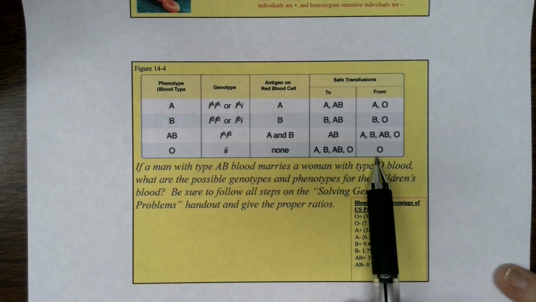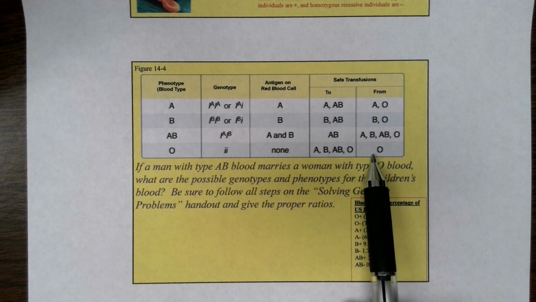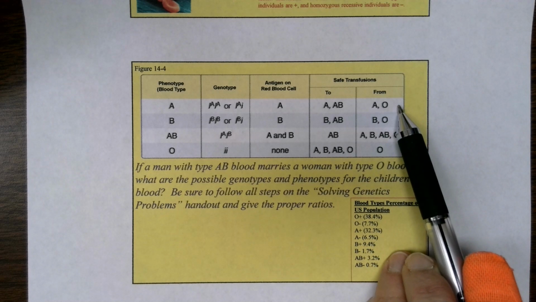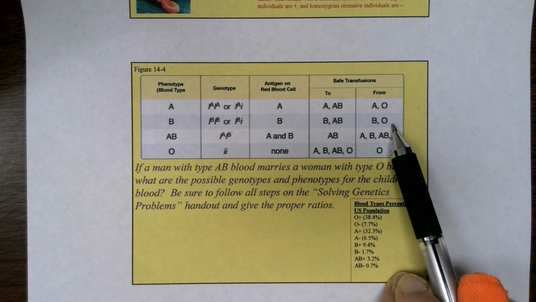So if I were to be given the wrong type of transfusion, it can cause what's called agglutination, which is when your blood clots, and it can actually kill somebody. So this is really, really important, okay? For somebody with type A, they can get blood from somebody with O or somebody with A. B, they can get blood from somebody with B or somebody with O.